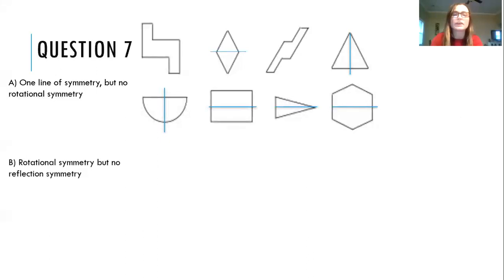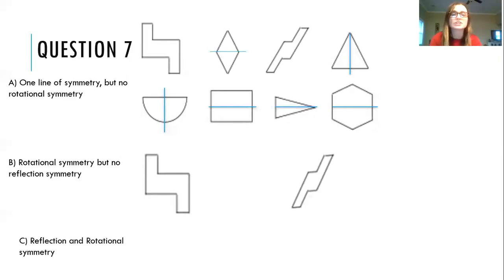For part B, we have to find shapes that have rotational symmetry but no reflection symmetry. So for a shape to have rotational symmetry, it can be rotated 180 degrees and look exactly the same. But if it doesn't look exactly the same, then it does not have rotational symmetry. So this shape has rotational symmetry because it can be rotated 180 degrees and look exactly the same, but it does not have reflection symmetry. This shape also has rotational symmetry because it can be rotated 180 degrees and look exactly the same.